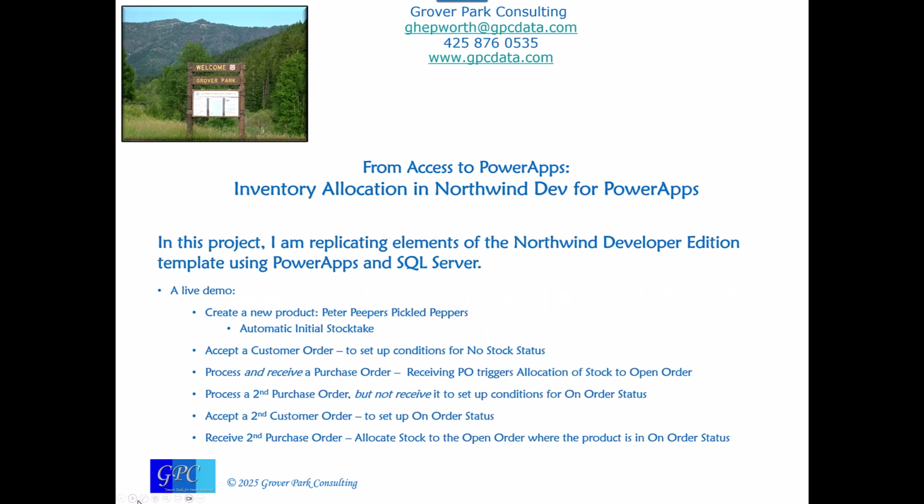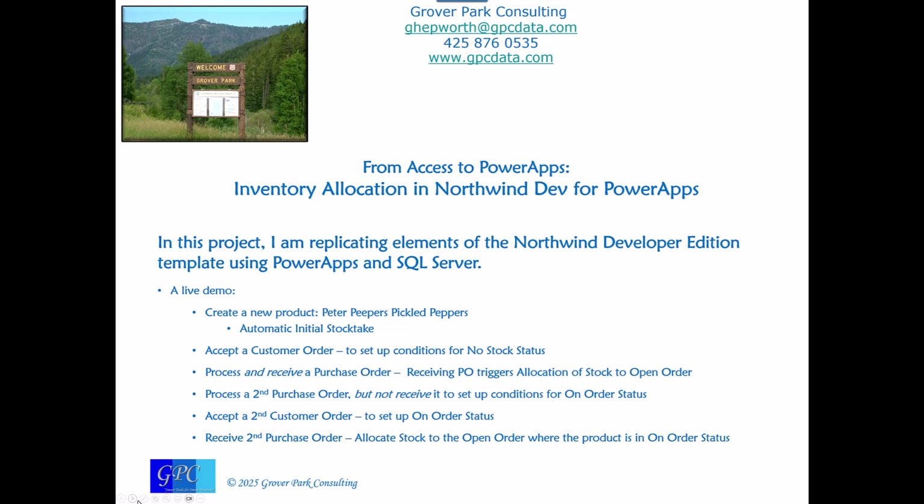The demo. I'm going to explain the demo ahead of time so you'll know what to watch for and the significance of different steps in the process. First, I'm going to create a new product, Peter Peeper's Pickled Peppers. When I create the product, one of the things that happens is there's an automatic initial stock take created. Then, out of the normal sequence of things, I'm going to accept a customer order. This will set up conditions for a no stock status on that product. Next, I will process and receive a purchase order.